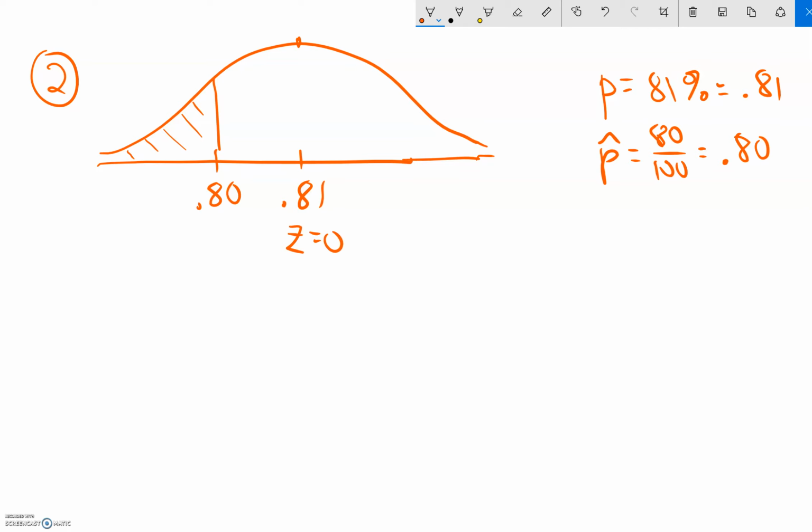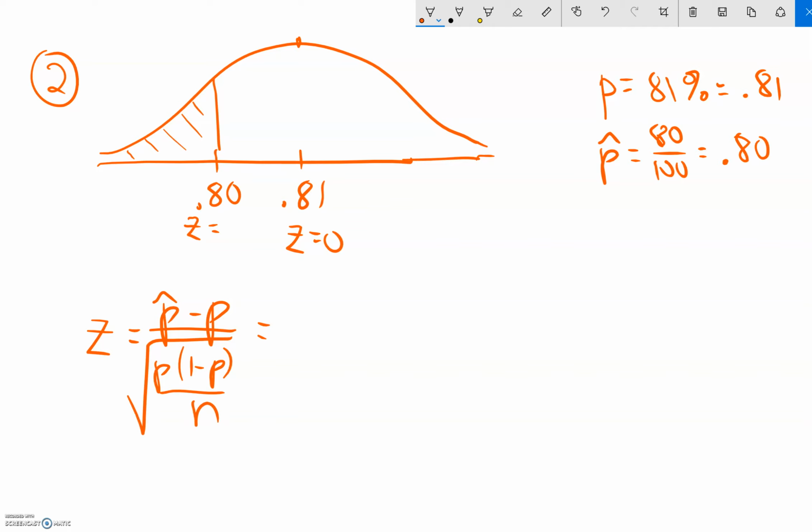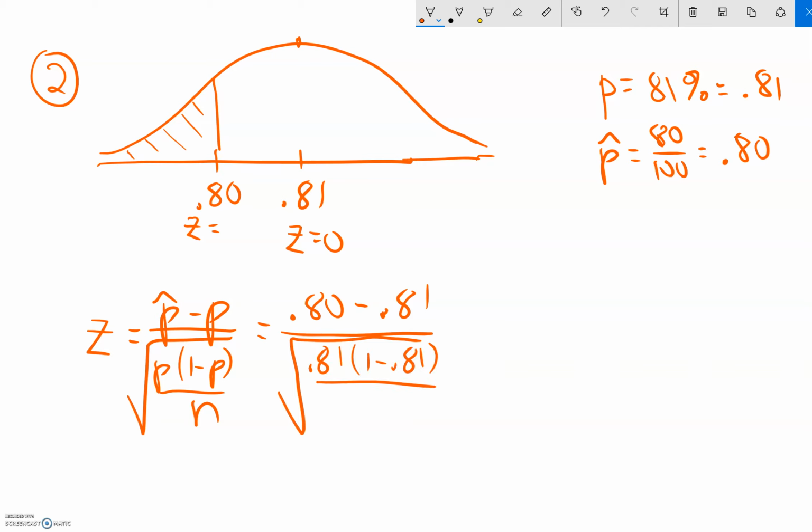Again, we know 0.81 has a z-value of 0, and we're trying to find the z-value for 0.80. And again, I'm going to ask you to write down the formula that you're using to find z and substitute in what you know. So p hat is 0.80, our p is 0.81. That means the denominator is the square root of 0.81 times 1 minus 0.81 over n, which in this problem was 100. Again, put that numerator in parentheses when you enter this on the calculator.